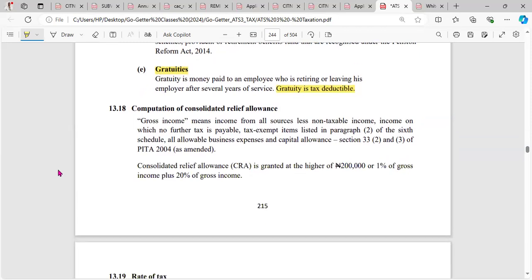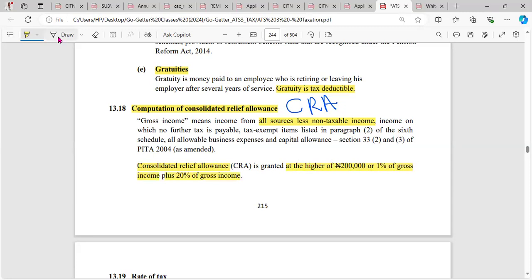And that's it. Now we have something called consolidated relief allowance. Now, consolidated relief allowance, we sometimes call it CRA. Now, CRA is gross. Now, gross income, we said, means income from all sources less tax exempt items. Now, gross consolidated relief allowance is granted at the higher of 200,000 or 1% of gross income plus 20% of gross income.